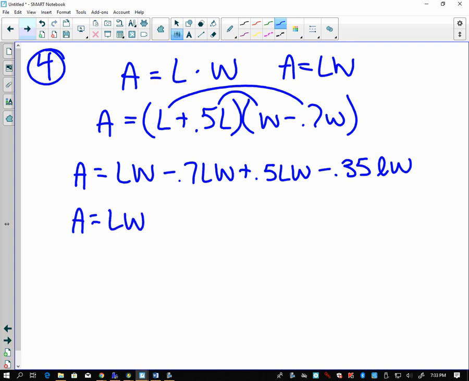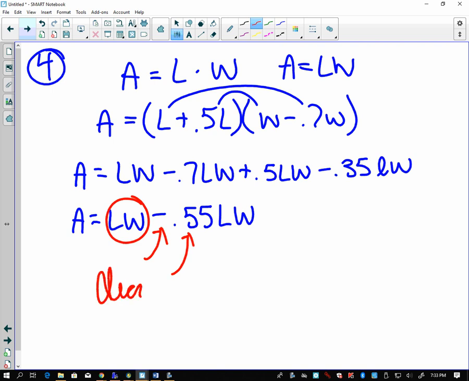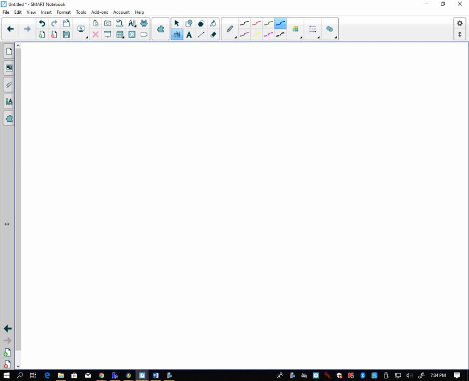So I get LW, and whenever I combine all of that, I get minus 0.55 LW. So what's happening is that the original area is being decreased by 55%. You can do it like that, if that makes sense to you. Okay, number 5.